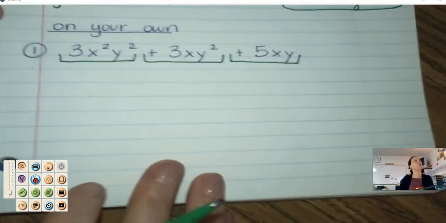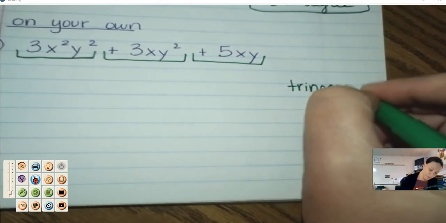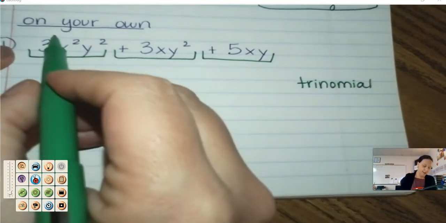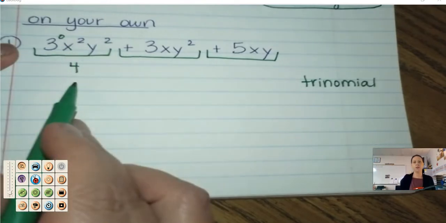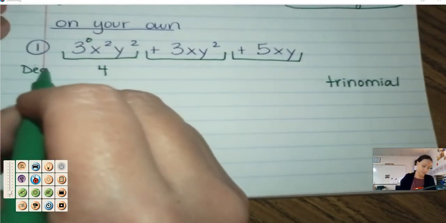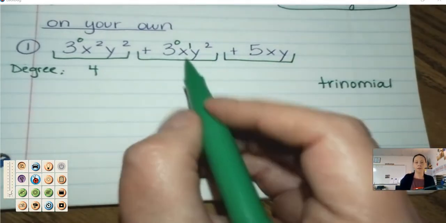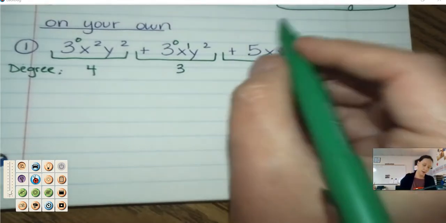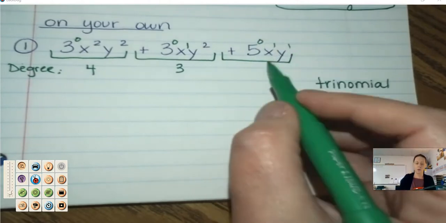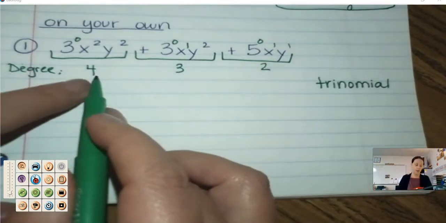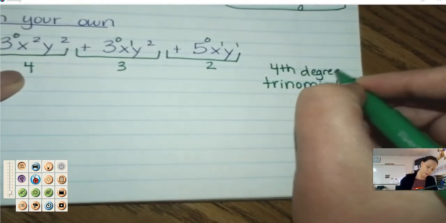There's 3 terms. 3 terms is a trinomial. 3 has a 0 on it, 2 and 2, so this has a degree of 4. If I add up 0 plus 2 plus 2, I get 4. That has a 0. The x has a 1 on it, so the degree here is 3. This has a 0, this has a 1, this has a 1. I add up the exponents. 0 plus 1 plus 1 is 2. So the biggest degree is 4. So this is a 4th degree trinomial.